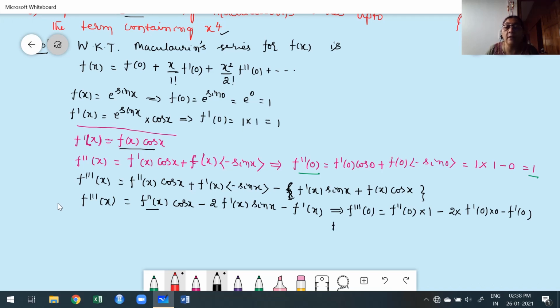What is my f triple dash of 0? f double dash of 0. What is f double dash of 0? It is 1. 1 into 1 is 1, minus f dash of 0, which is also 1. 1 minus 1 is 0. Okay, fine. Observe carefully, don't confuse.